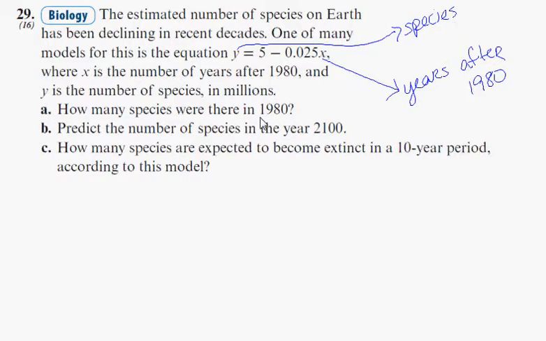It says, how many species were there in 1980? Well, how many years had passed after 1980? I hope you can see that that's 0 years. So if you want to do this algebraically, it's pretty straightforward. You just say y equals 5 minus 0.025 times 0, because we're plugging a 0 into the x spot. So if you take 0 times 0.025, you can see that there were 5, and remember, this is in millions. So how many species were there in 1980? There were 5 million.